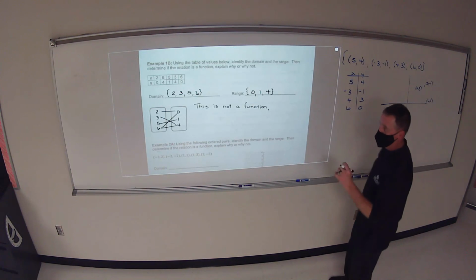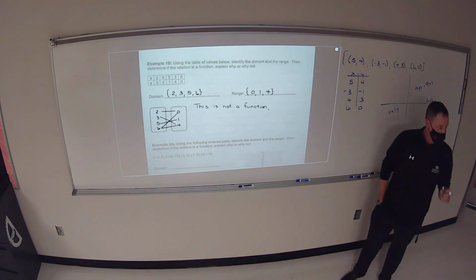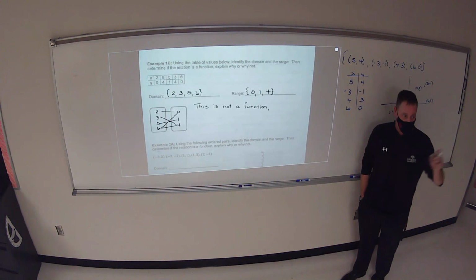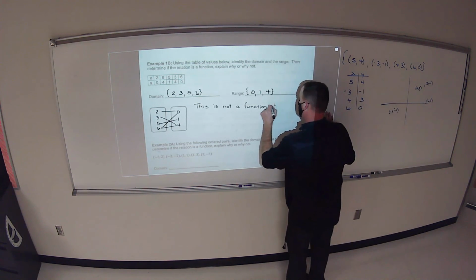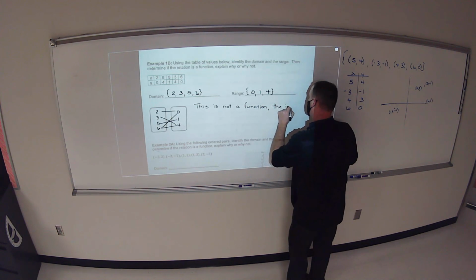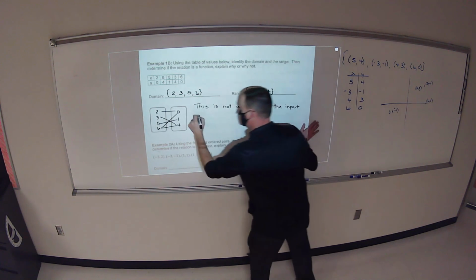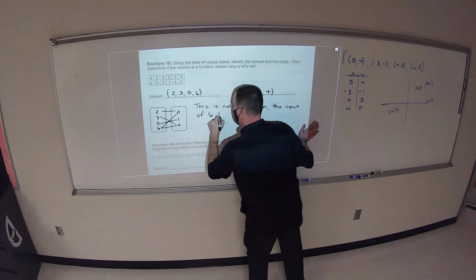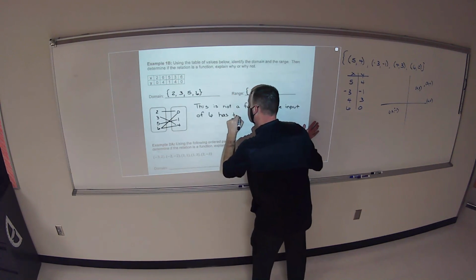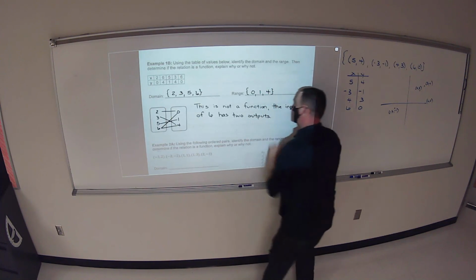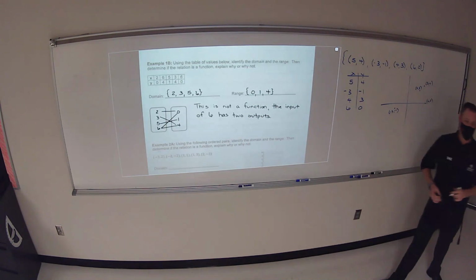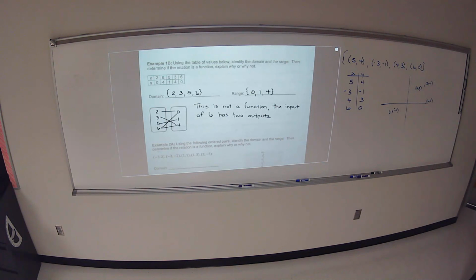What number in the domain is causing this to not be a function, Caitlin? Perfect. So this is not a function. The input of 6 has 2 outputs. And the fact that it's got 2 outputs means it doesn't match the word exactly. It's got to have exactly 1 output. Okay? This one has 2 of them.